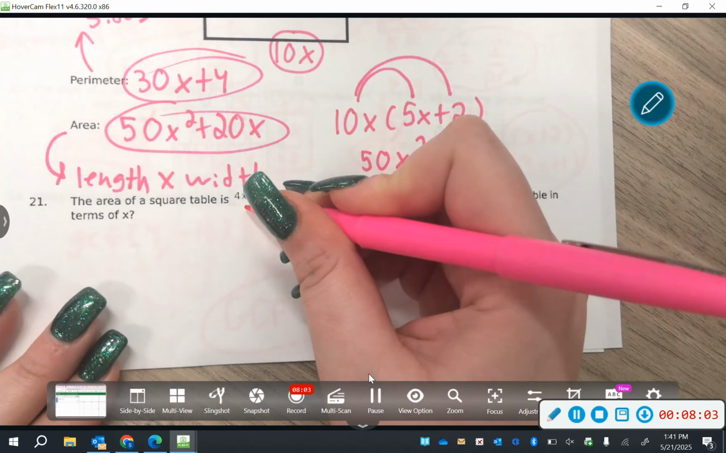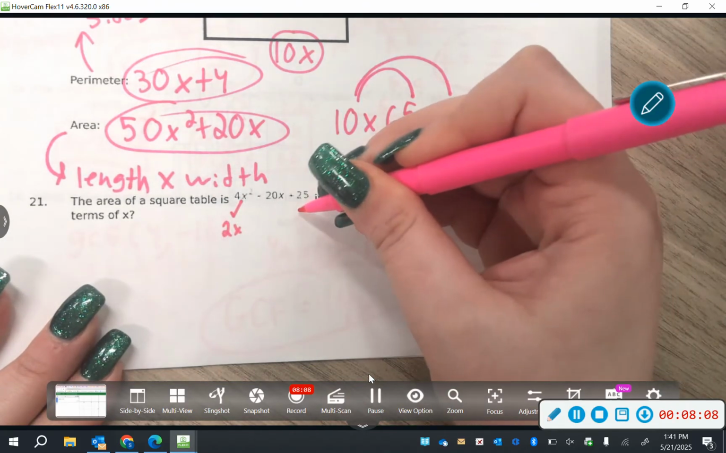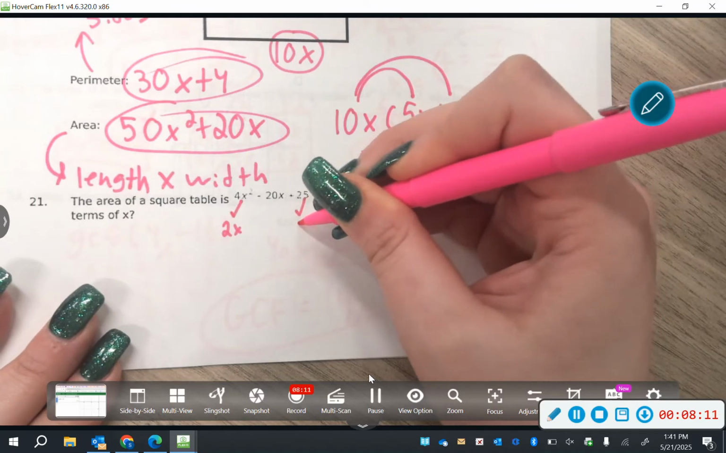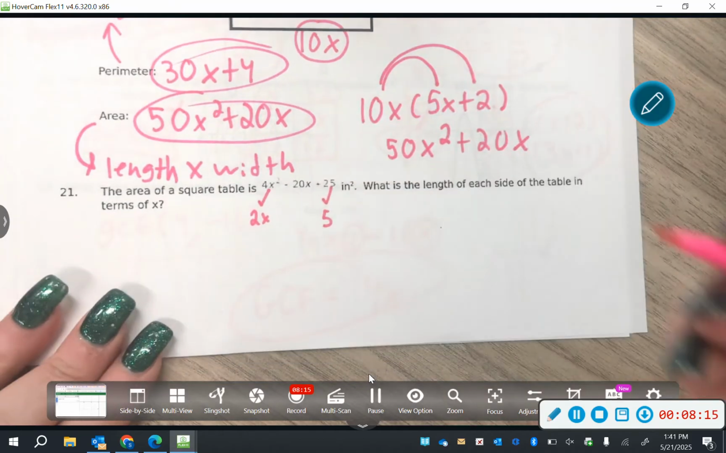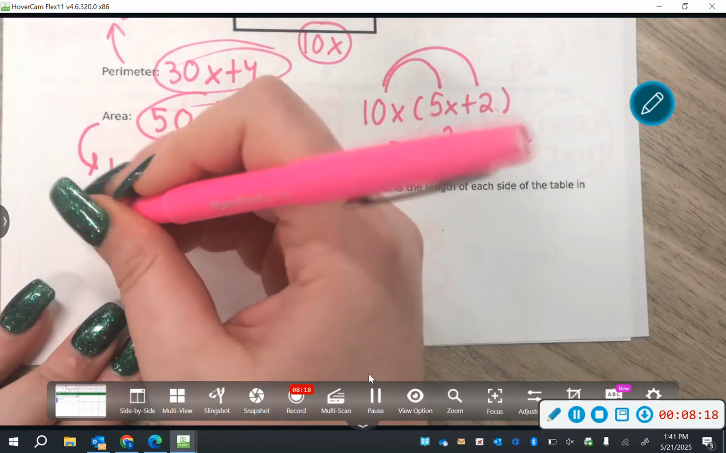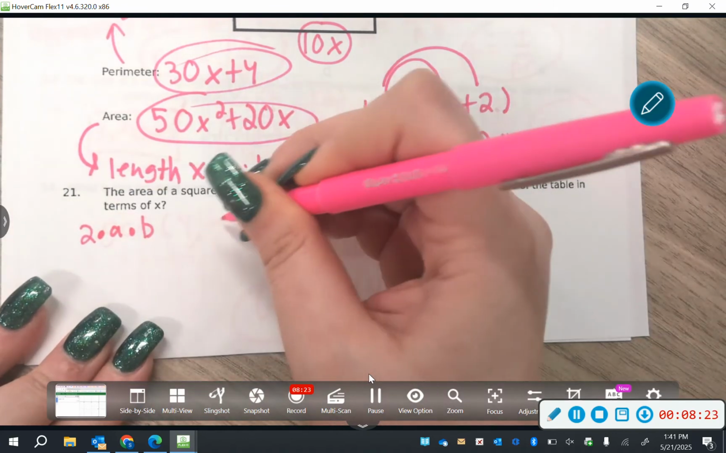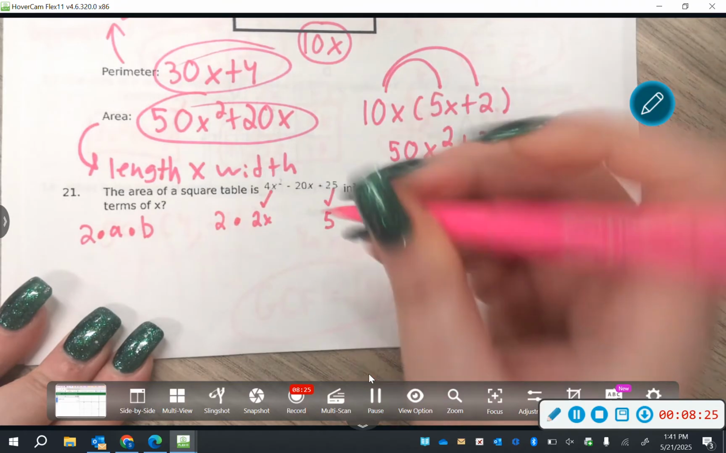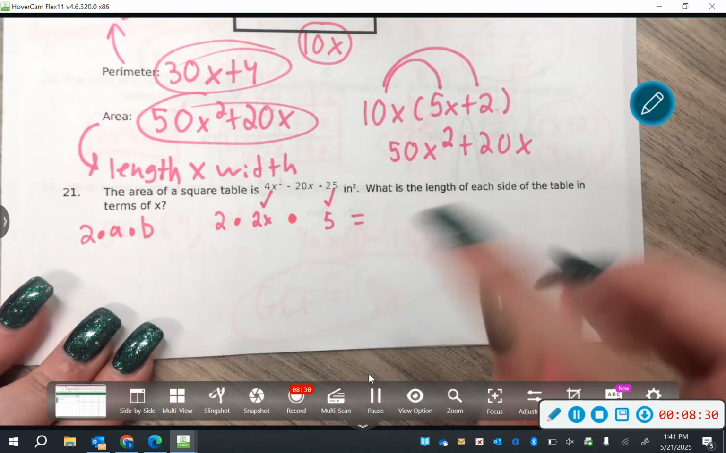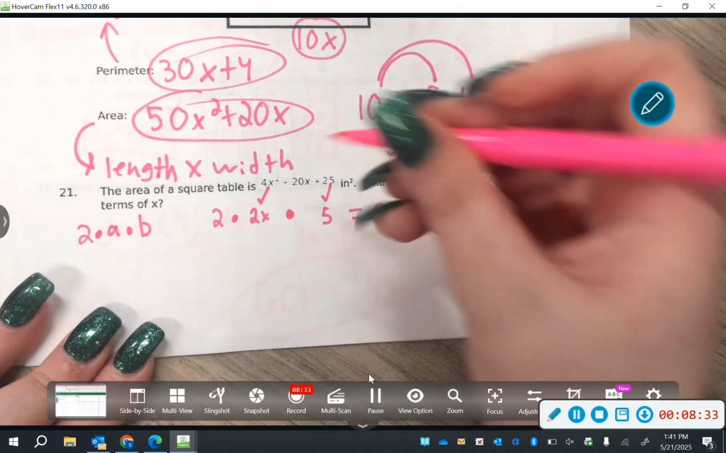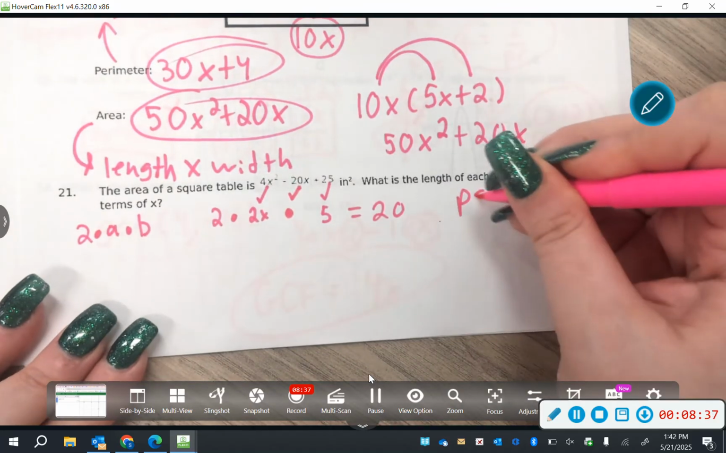Is 4x squared a perfect square? Yeah, because that would be 2x times 2x. Is 25 a perfect square? Yeah, that would be 5 times 5. Remember to check your middle term. So here's what makes something a PST: you would do 2 times A times B. So we're going to do 2 times 2 times 5. 2 times 2 is 4. 4 times 5 is 20. Ignoring the negative sign, is that the number in the middle? Yes. This is a PST.